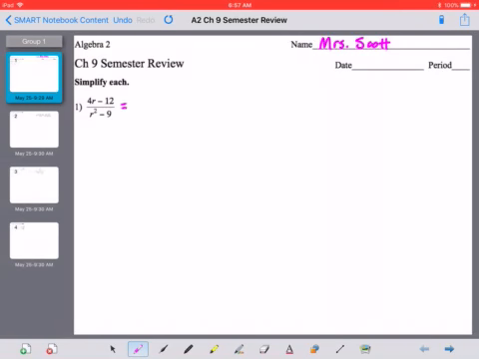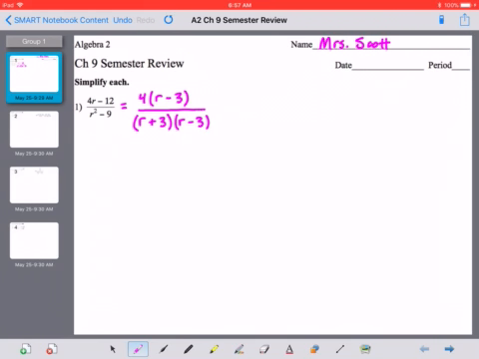So in the top, I noticed that 4r and 12 can have a 4 taken out, and then we'll be left with r minus 3. In the bottom, you should recognize that r squared minus 9 is a difference of squares, so we can factor that as r plus 3 times r minus 3.